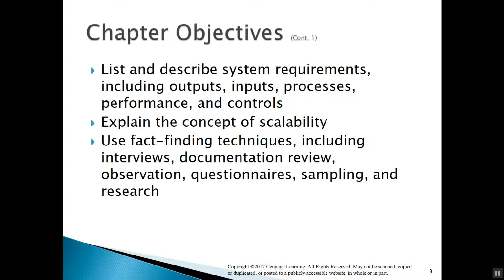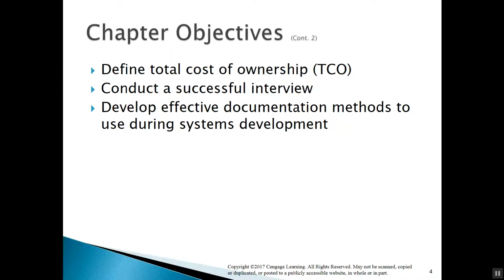We'll talk about system requirements, outputs, inputs, processes, performance, and controls. And we'll talk about scalability, different fact-finding techniques, about how to interview, document things, observe, questionnaires, sampling, and surveys. Talk about TCO, the total cost of ownership for a project, and how to do a successful interview.